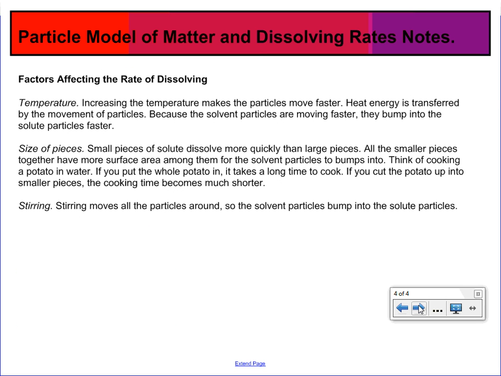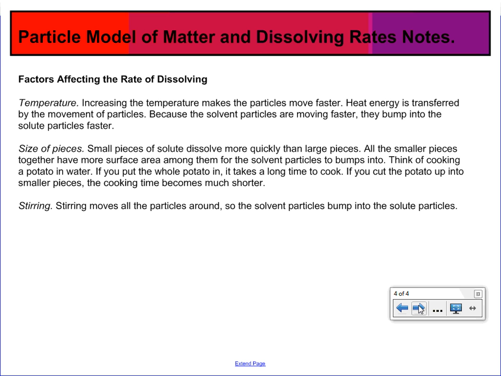So, factors affecting the rate of dissolving. We have temperature. Increasing temperature makes the particles move faster. Heat energy is transferred by the movement of particles. Because the solvent particles are moving faster, they bump into the solute particles faster.